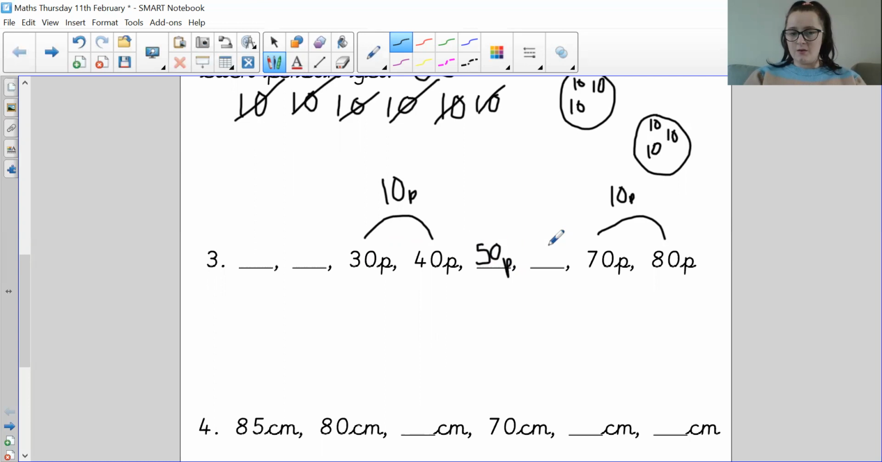Let's add another one now, another 10p. So it will be 60p. Super. And I've done, haven't I? No, I haven't. I've got some left.